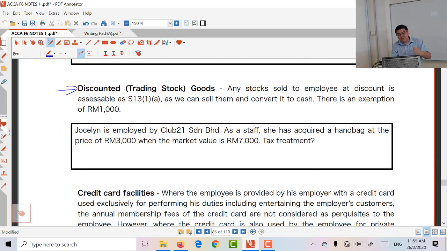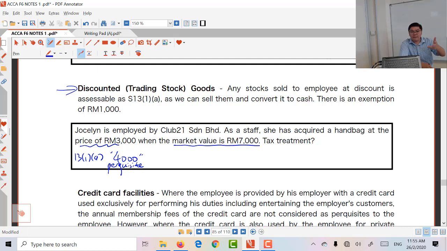Okay? Now, I'm giving an example here. I say Jocelyn is now employed by a company called Club 21 Sdn Bhd. Now, as a staff, she can buy a handbag at a discounted price. So the handbag actually is 7,000 ringgit. But she only needs to pay a staff price of 3,000 ringgit. So she saved 4,000, correct? Right? Now, this 4,000 is a perquisite because of the saving that she got. And we treat this 4,000 as 13.1A because the handbag, you can sell it. Am I right?